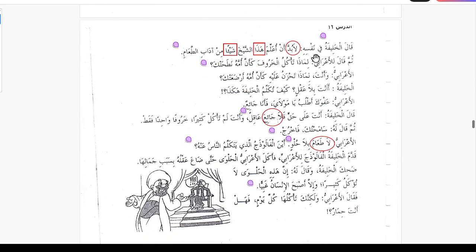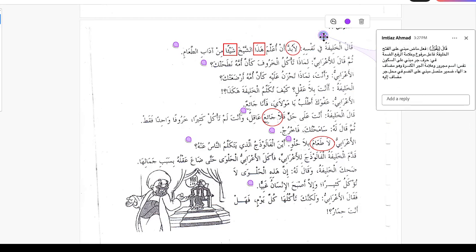Qala al-khalifatu fi nafsihi, so the caliph asked himself. So qala yaqulu, qala is fi'lu madin mabni alal fathi. Al khalifatu is fa'ilun marfun walamatu rafi ad-damma. Fi harfu jarrin mabni ala sukun. Nafsi is ismun majrur walamatul jarri al kasra wa huwa mudaf, and this ha is damirun muttasilun mabni ala dammi fi mahalli jarrin mudaf ilayhi. So originally it is mabni on damma, hu, but here it is hi because of nafsi.